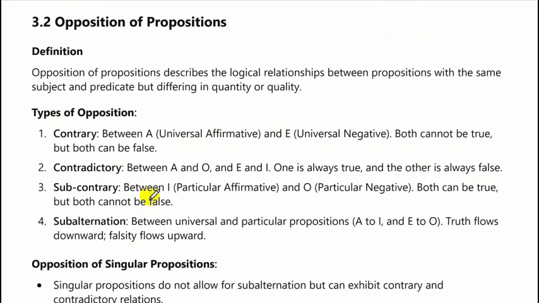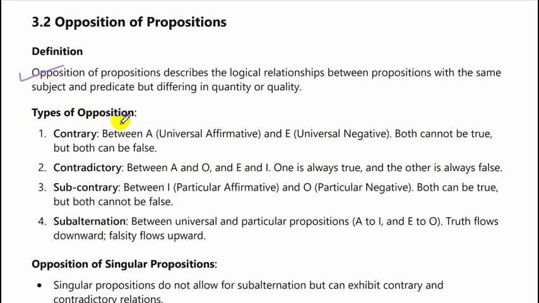Let's look at the second part of the topic, which is opposition of propositions. This is the table I had drawn earlier of A, E, I, O. Opposition of propositions describes the logical relationships between propositions with the same subject and predicate but differing in quantity or quality. Let's read this again. Opposition of propositions describes the logical relationships between propositions with the same subject and predicate but differing in quality or quantity. It will become simpler when we look at all the examples.